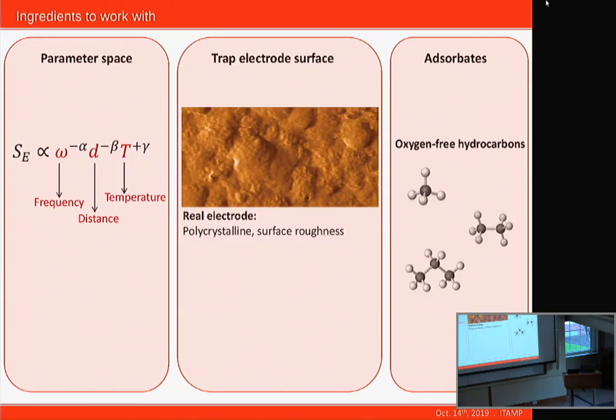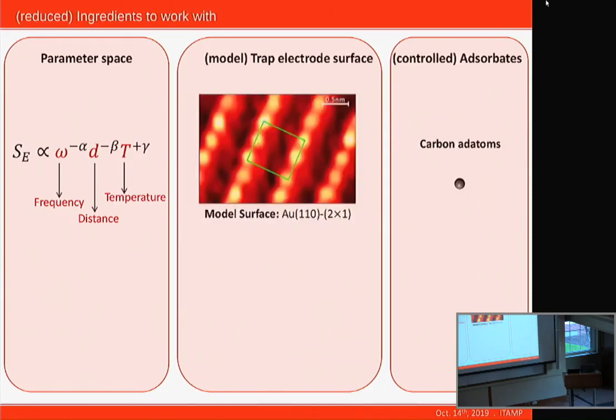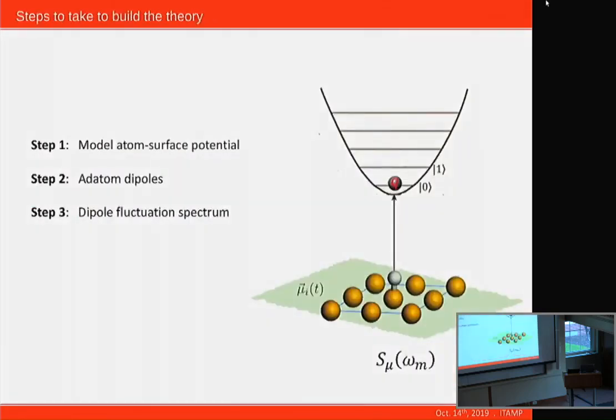So we can back up a little bit and make our life a little easier by replacing that trap electrode surface by something that we know better. So this is more of a crystallographic orientation, and we can also do the deposition of the contamination in a more controlled environment by looking at carbon atom deposition in the experiment. So now we have the idea and we have the ingredients.